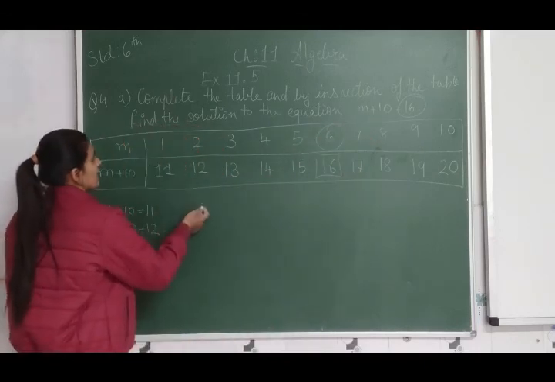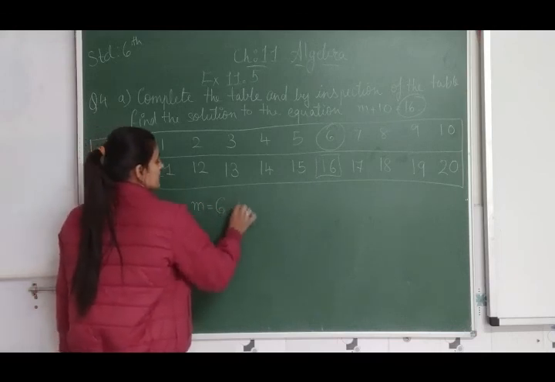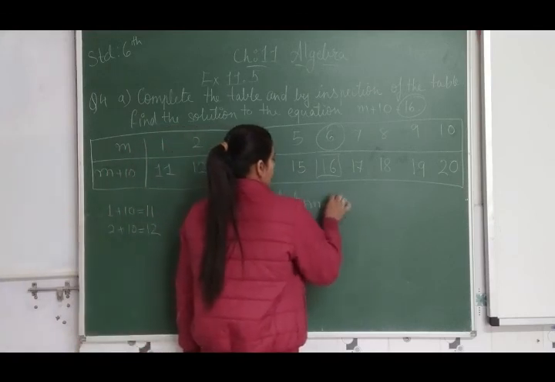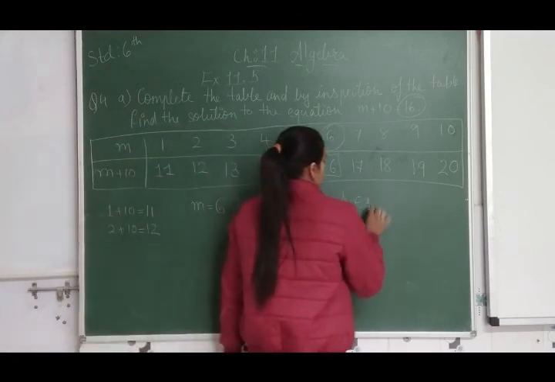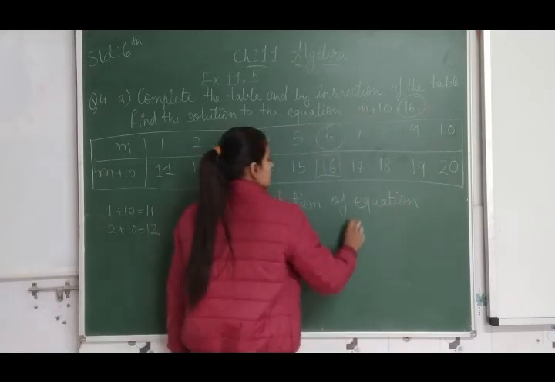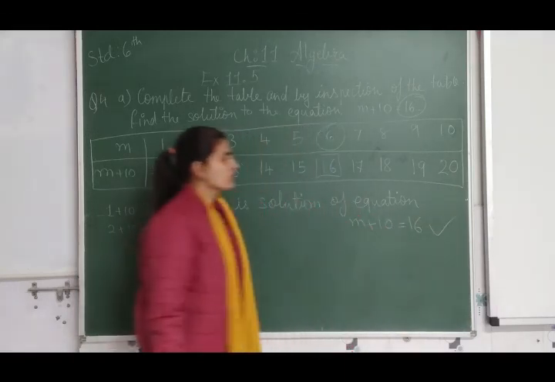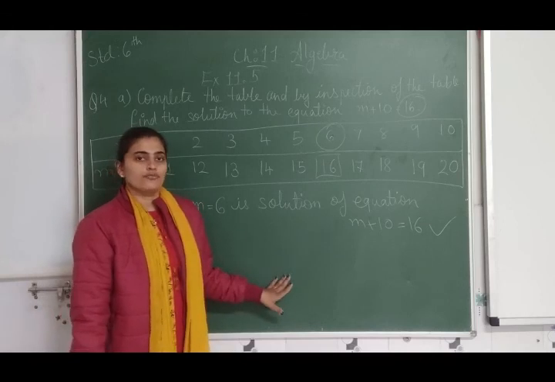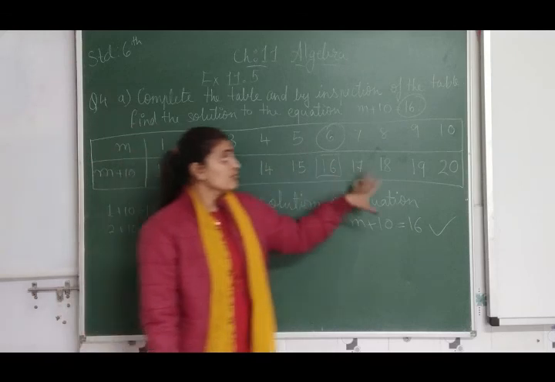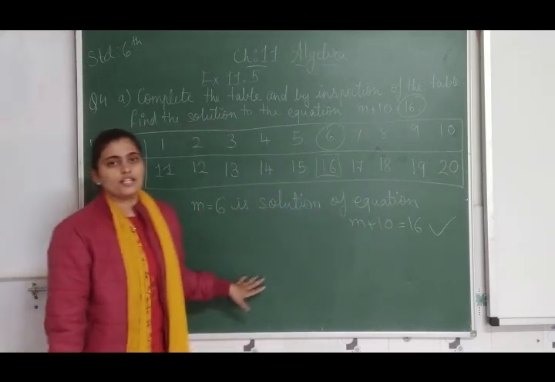So lastly write down that m equal to 6 is solution of equation m plus 10 is equal to 16. So this way you have to perform the other tables and you have to find out which solutions are there. Other more examples are given in the exercise that you have to solve.